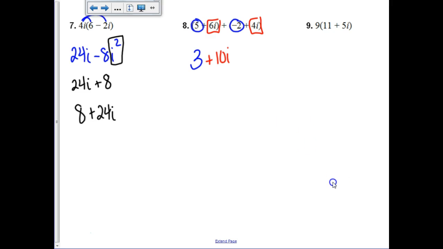And number 9 was not meant to be tricky, so I hope you didn't overthink it. We're just distributing a 9 into a complex number. This is actually really easy because nothing simplifies. It just becomes 99 plus 45i. And since there's no i squareds in this statement, this is the answer. It's in a plus bi form. We're done.